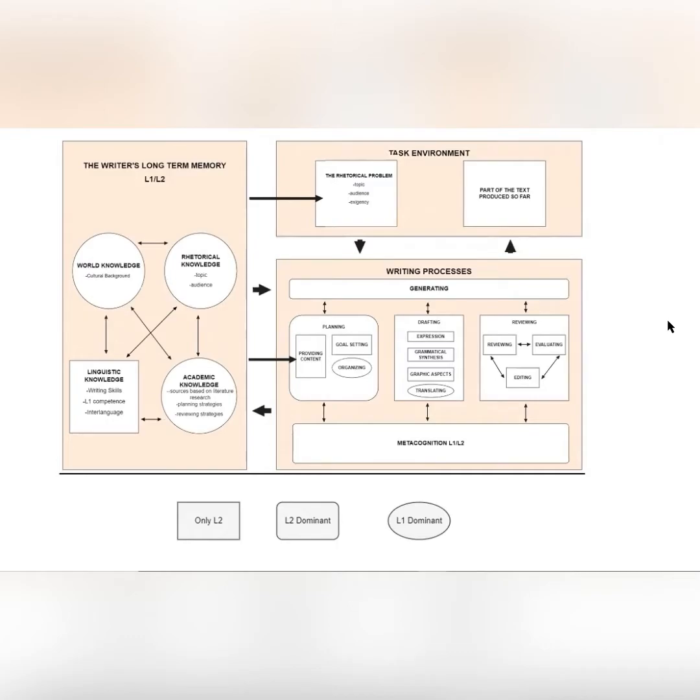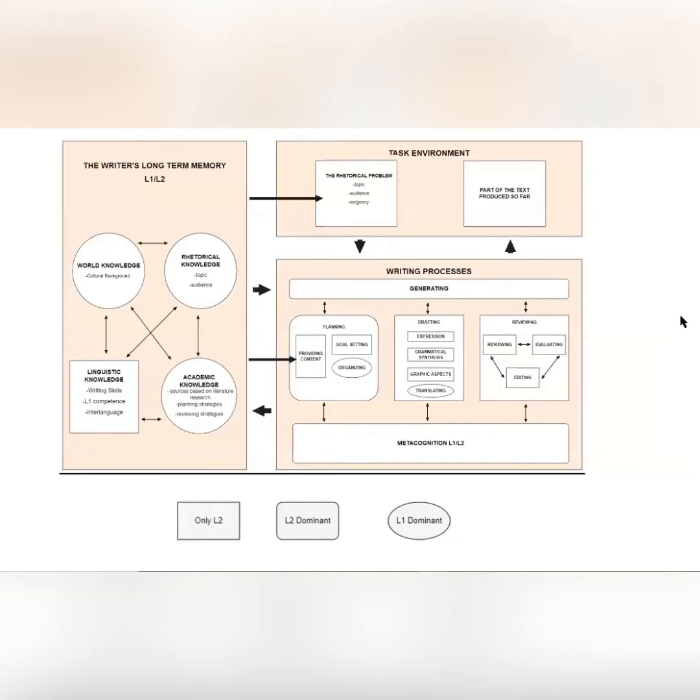Okay, so at first sight, we have a very distinctive factor, which is the shape of the items in there. Each of the shapes represents the dominance of L1 or L2 in each of them. For example, in the case of metacognition, the L2 is dominant, but the L1 is also present. In the case of translating, it's only L1 dominant, but in the case of linguistic knowledge, it's only L2. There is no use of L1.